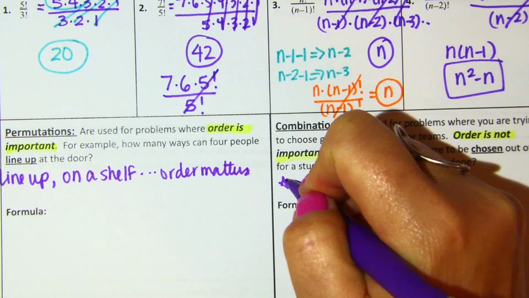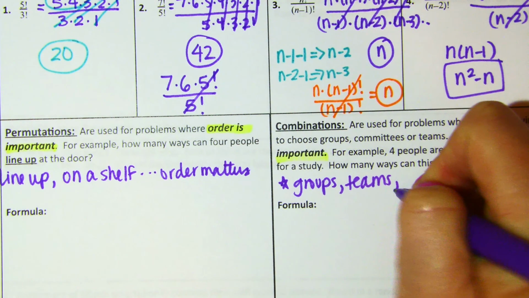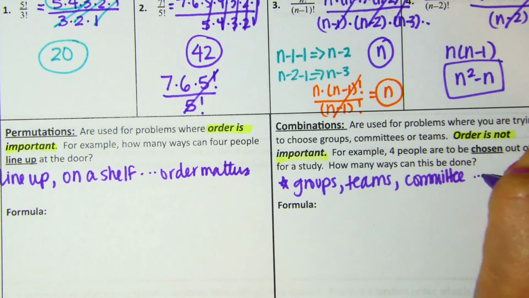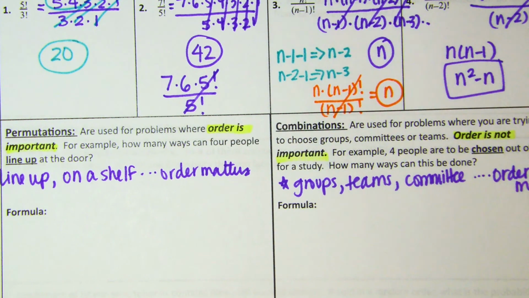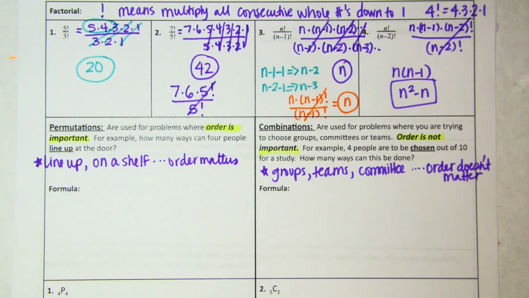Where combinations are like groups of things, groups, teams, committees, basically where order doesn't matter. So if I'm talking about a group of people or a team or something like that where it doesn't matter, I'm just grabbing a bunch of people or a bunch of things, it's a combination. But if I want things in a particular order, then it's a permutation. So that's important because the formulas are similar, but you need to know which one to use.